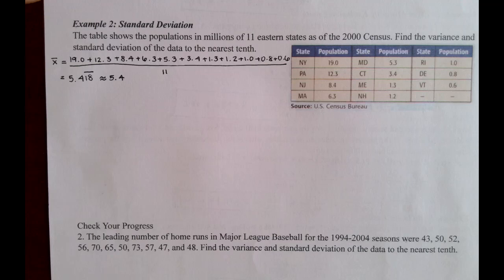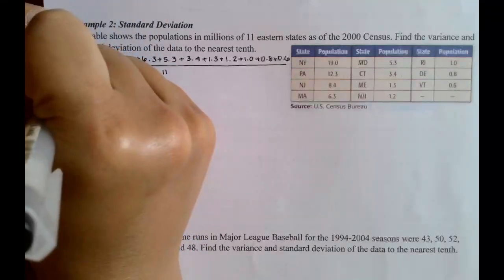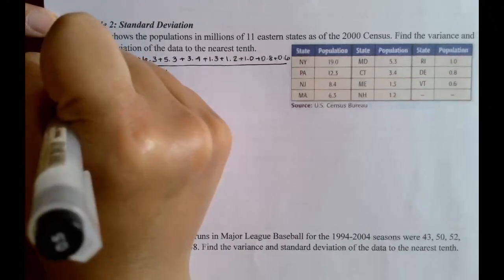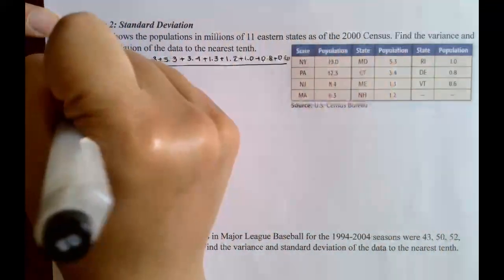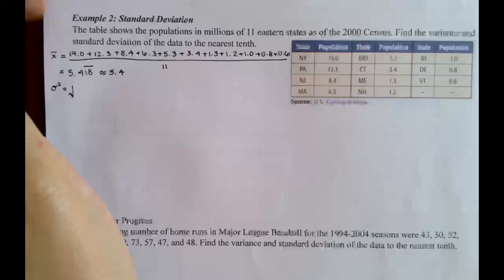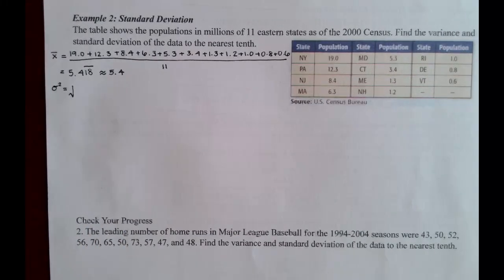Okay, so step 2, we're now going to find the variance. Okay, so that's this squared. Okay. So basically, we're going to run out of space. Okay, but basically, oh, I should not have my square. I'm going to remove this. Sorry about that.